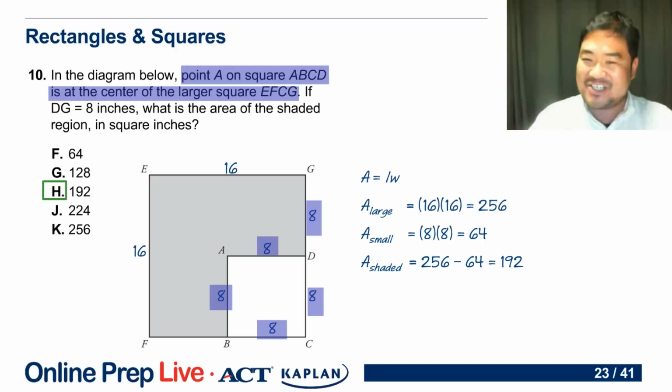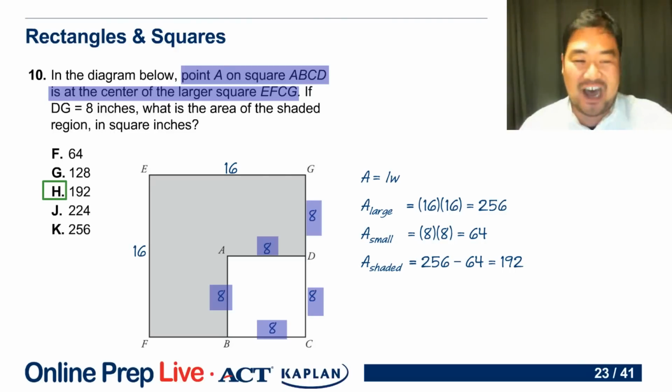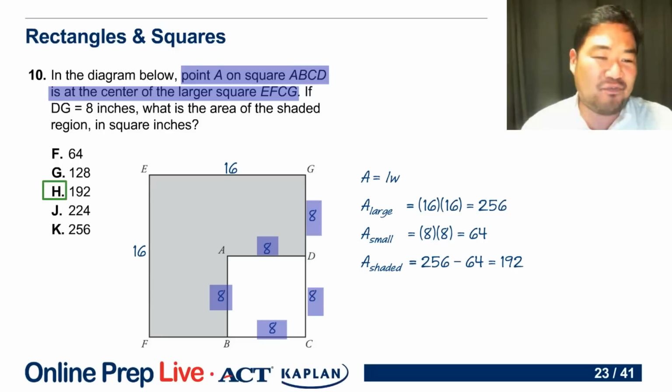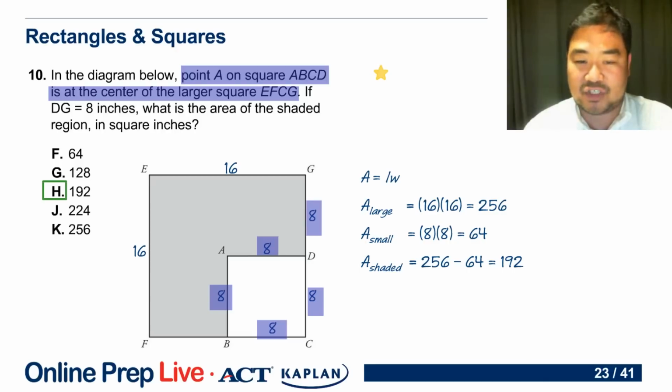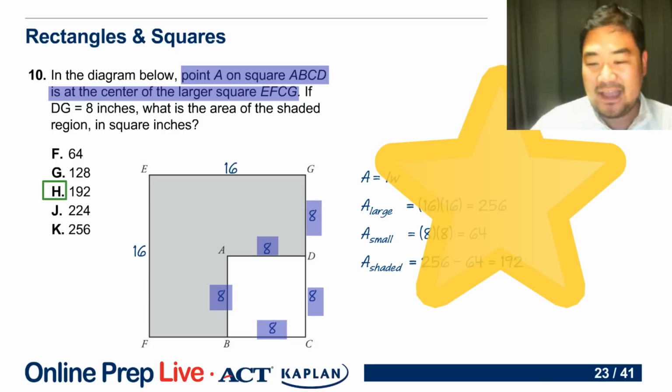Again, take the larger square, get rid of the smaller square, and that's what you're left over with. The shaded region is basically the difference of those two squares. Find the area of the larger square, find the area of the smaller square, and that's going to lead to big time ACT gold stars there. There you go. Good work here.